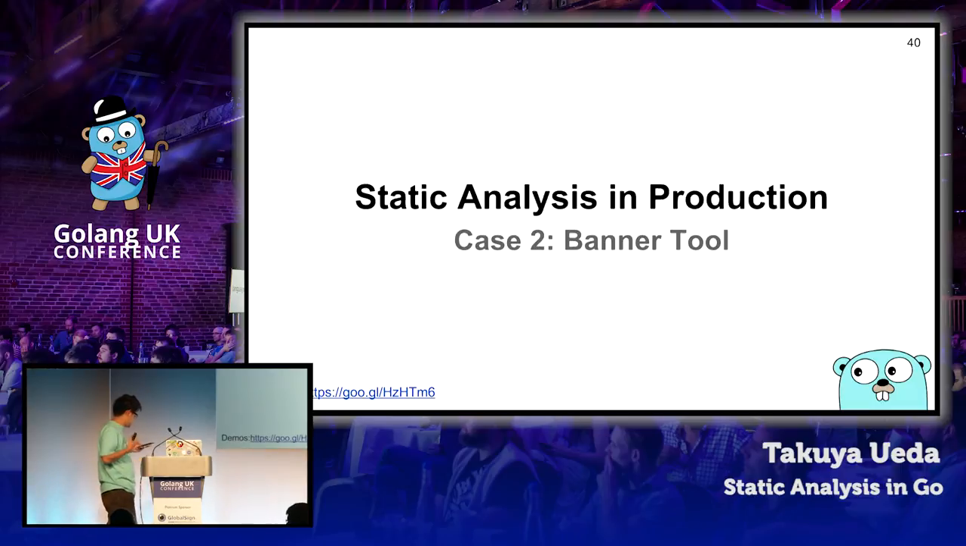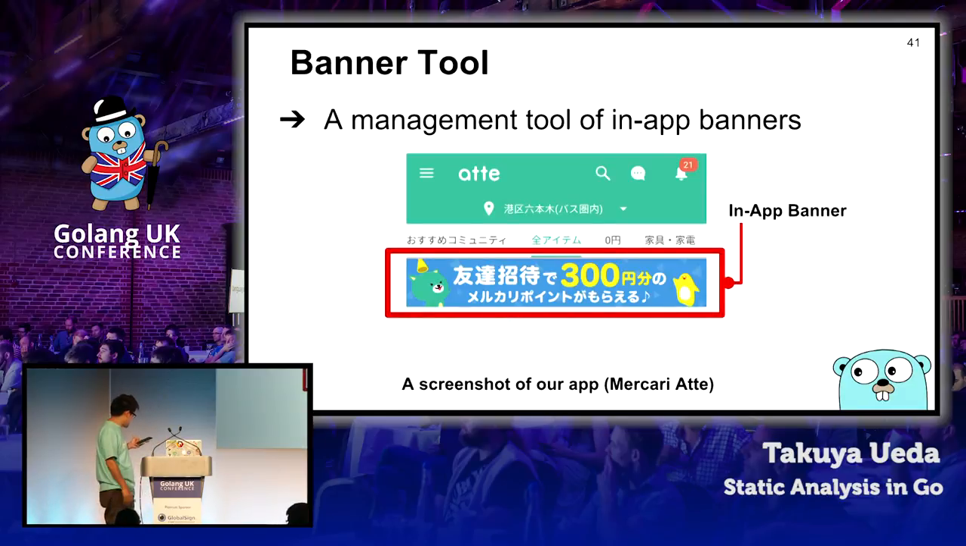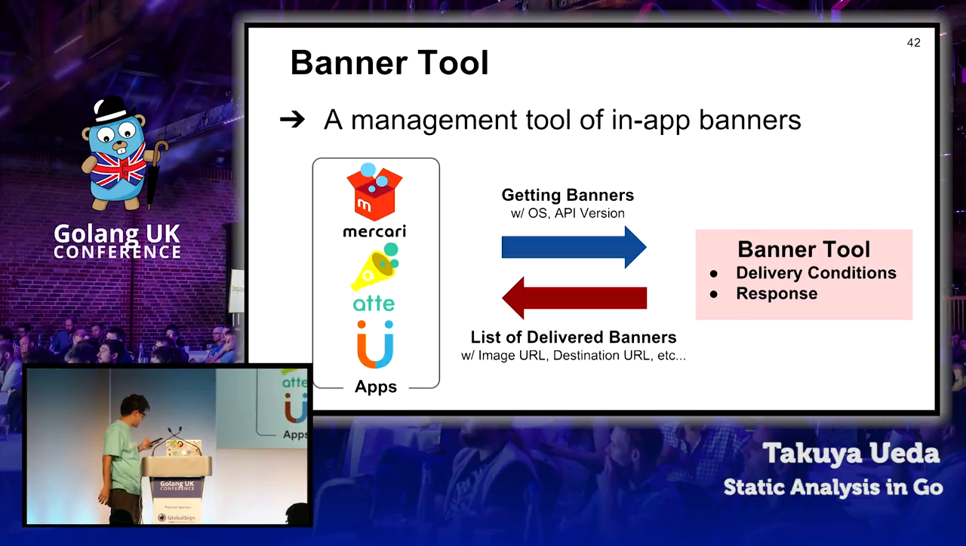I will introduce the second case of using static analysis for our products, the banner tool. The banner tool is a management tool for in-app banners. This is a screenshot of our app, Mercari Atte. This app displays in-app banners on the timeline. The banner tool is used by several of our apps, Mercari, Mercari Atte, and Mercari Cow.